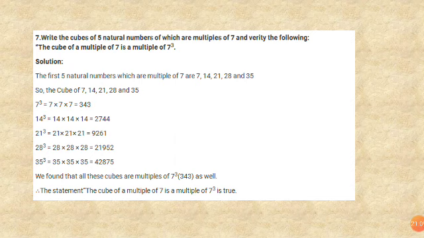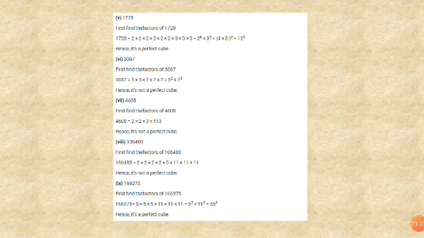These are the 5 multiples of 7. So take the cubes: 7 cube, 14 cube, 21 cube, 28 cube, 35 cube. We found that all these cubes are multiples of 7 cube, where 7 cube equals 343. The statement that the cube of a multiple of 7 is a multiple of 7 cube is true.